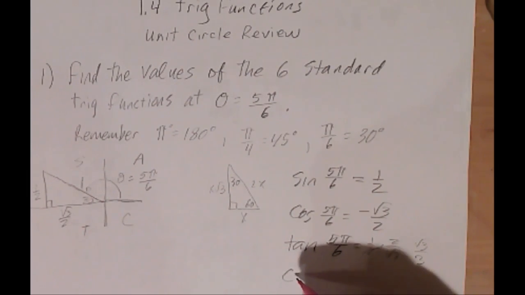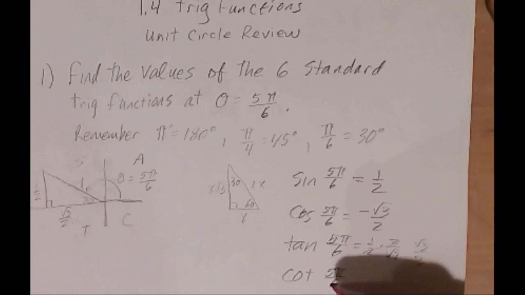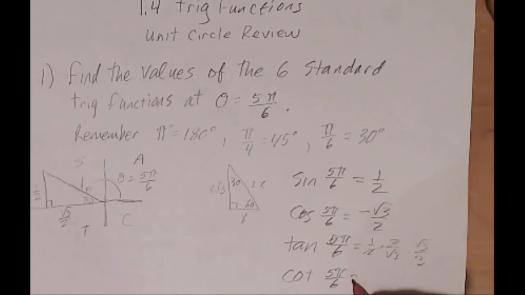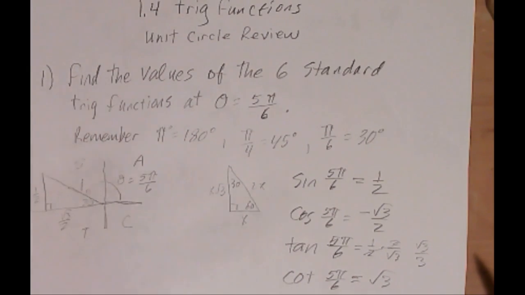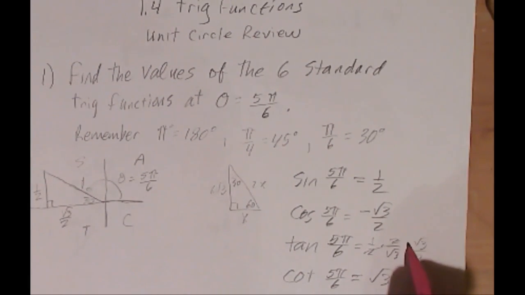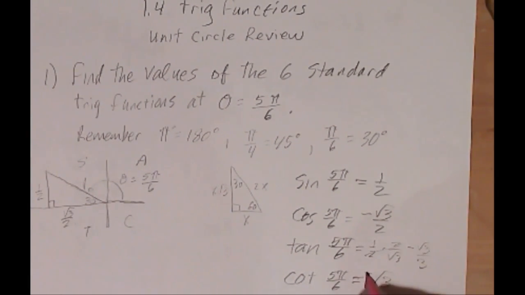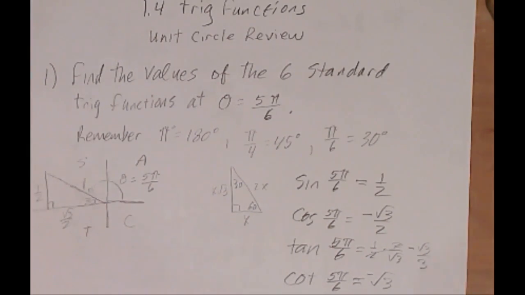And cotangent of 5 pi over 6 is the reciprocal of this one. So it's radical 3, we just did this. Wait. Tangent is negative, so this one's going to be negative. This one's also going to be negative. Almost forgot that.